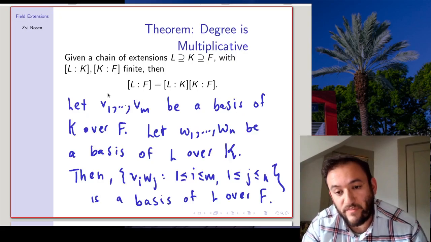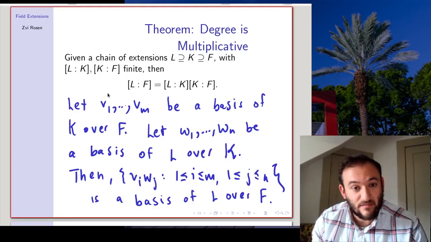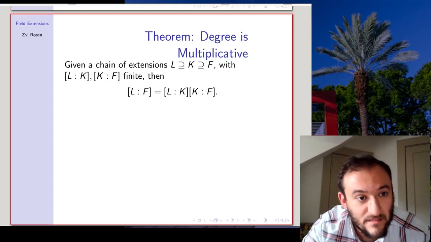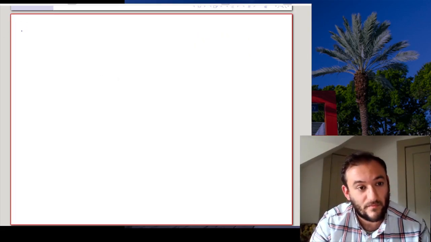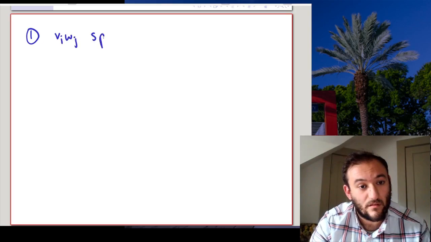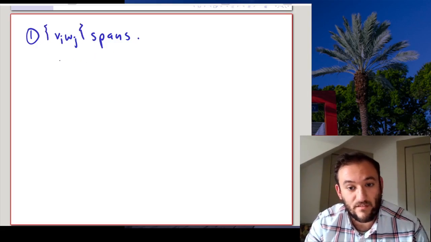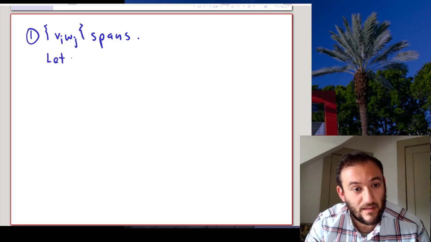Okay, so how do we prove that something is a basis of a vector space? Well, we have to show that it spans, and we have to show that it's linearly independent. So to show that it spans, this is relatively straightforward. We can start by taking any element in L. So let x be in L.